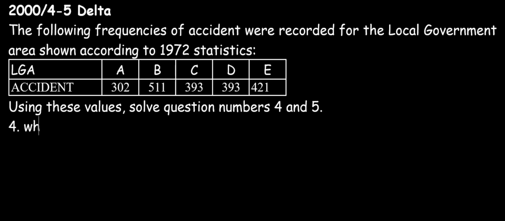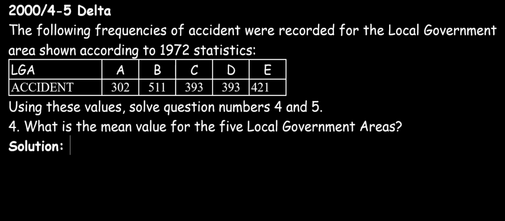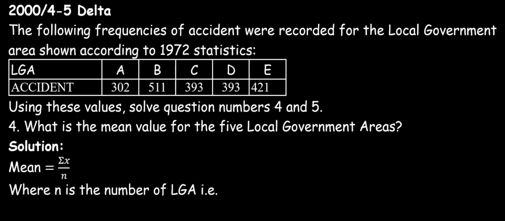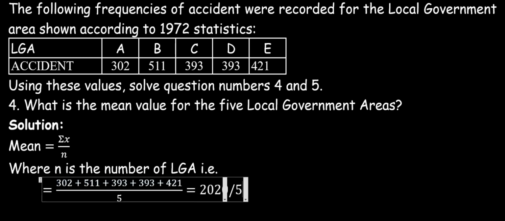Another example. The following frequencies of accidents were recorded for the local government areas shown, according to 1972 statistics. Using these values, solve questions 4 and 5. Question 4. What is the mean value for the 5 local government areas? Solution. Mean is equal to summation x over n, where n is the number of local governments. So mean is equal to 302 plus 511 plus 393 plus 393 plus 421 divided by 5, and that is equal to 2020 divided by 5.